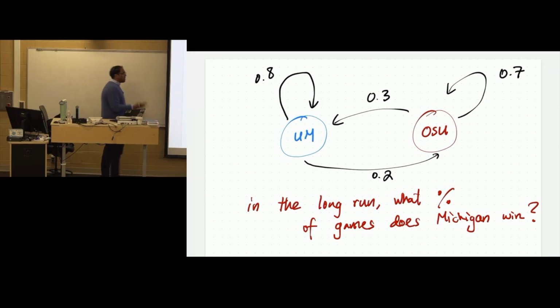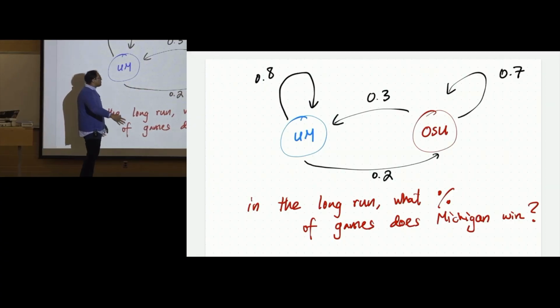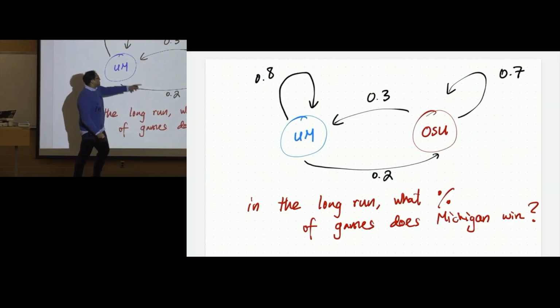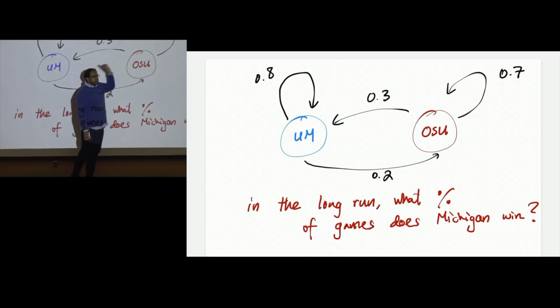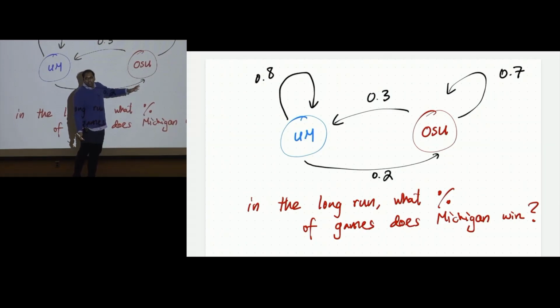That is, okay, I know if they win this year, I know the probability of winning next year. And if they lose this year, that is, if we start here, I know the probability of winning next year. But what about just in general? What is the probability of them winning? That is not directly answered from this graph.